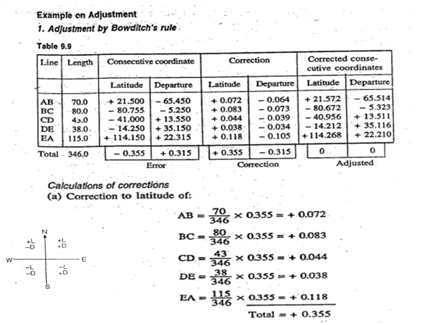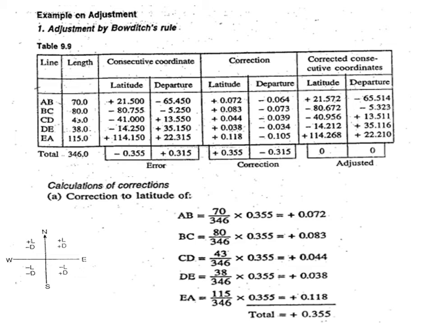Similarly, when I consider the next line BC, we have to calculate the correction for latitude. So latitude of line BC divided by perimeter multiplied by total error in latitude. Since again the error is negative, we are going to consider the correction as positive. Similarly for the line CD, the length of line CD is 43 meter, divided by perimeter 346, and the total error is 0.355. Therefore the correction to latitude of line CD equals plus 0.044.